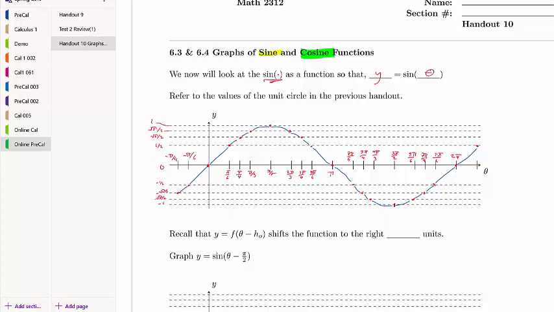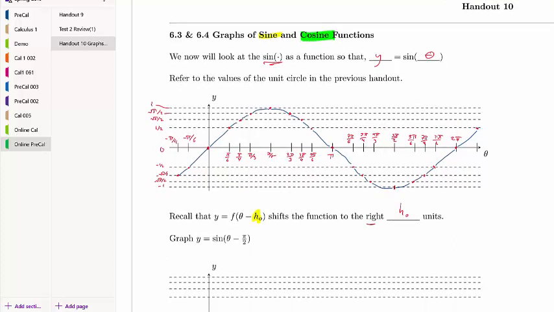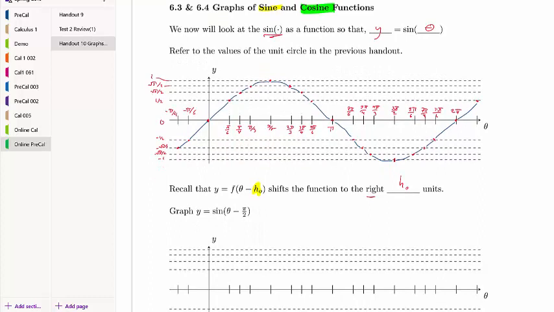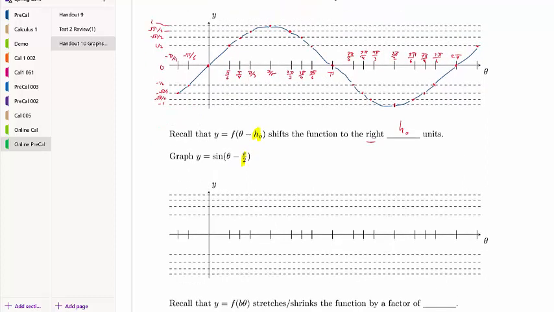So let's go on to the next part where we have f of theta minus h naught, where h naught is simply a shift to the right h naught units. And so here it says to graph sine of theta minus pi over 2. Right? And so what is this pi over 2? Well, that is simply our horizontal shift. Everything is being shifted to the right pi over 2 units. So let's go ahead and take a look at this.